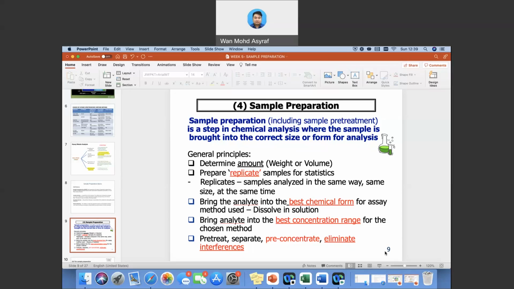And then the last thing is that we need to pre-treat, separate, pre-concentrate, and eliminate interferences. These are basically the objectives of sample preparation. For example, in terms of the solid part of the fish, we need to pre-treat the solid part of the fish and separate it. You don't want all the solids, you only want the solutions, because when you do your pre-treatments, you can imagine your heavy metals are in solution. So these solutions you need to separate from the solids, which are the contents, and then you need to pre-concentrate and eliminate the interferences.